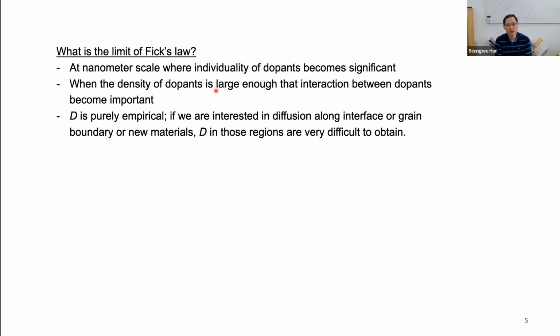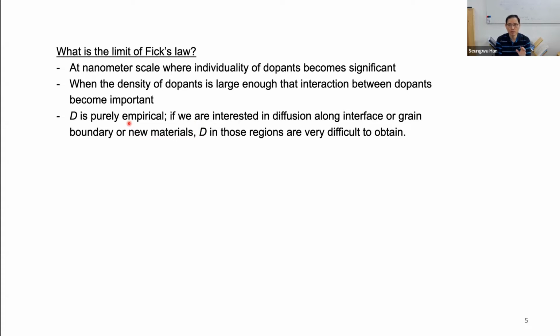And lastly, the diffusion coefficient is purely empirical. For bulk materials, it is well known. However, if you are interested in diffusion along an interface or grain boundaries, or sometimes you want to study new materials, then every time you have to measure the diffusion coefficient, which is not such an easy job, right? So this empirical parameter is also a limit of Fick's law.